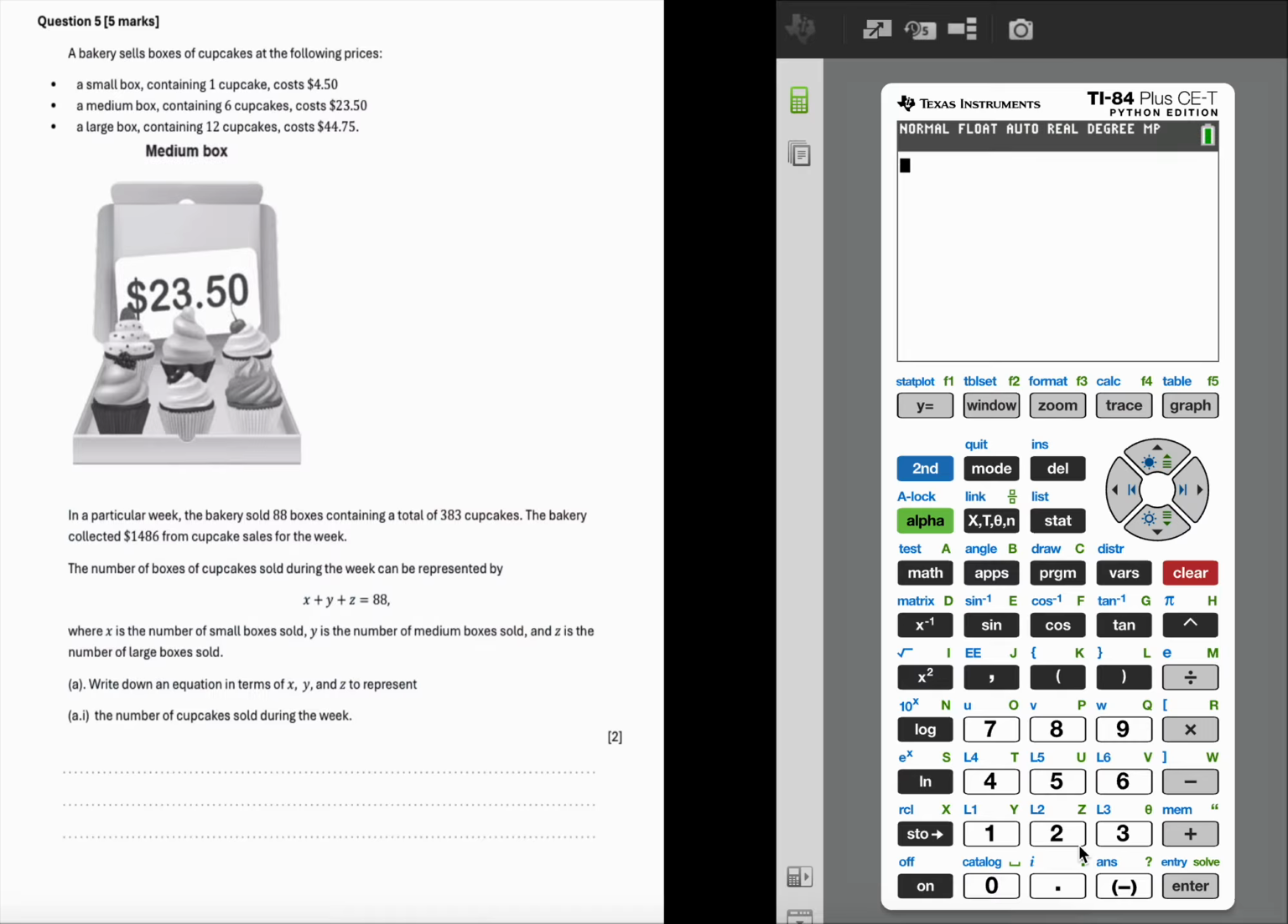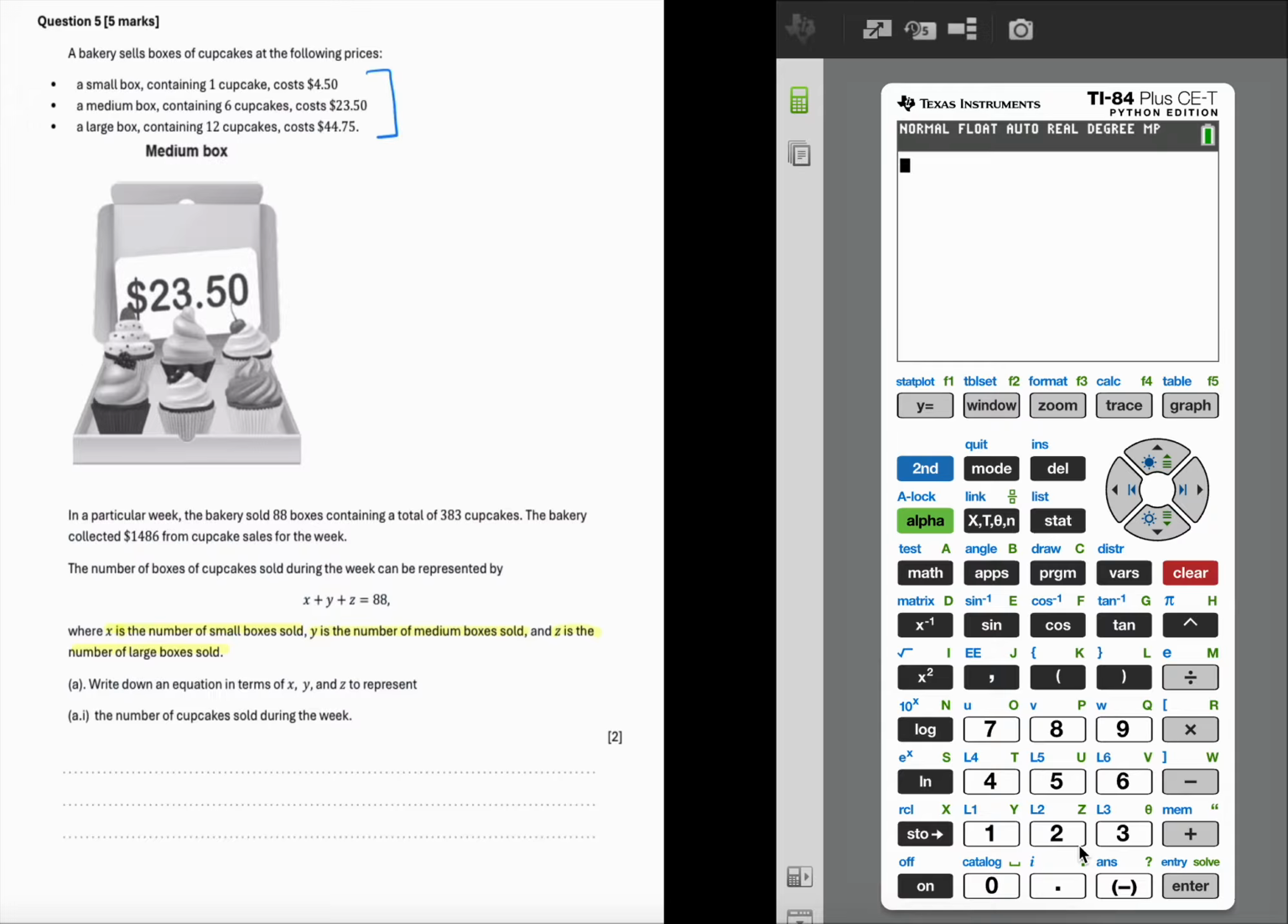You're told that the value of X is the number of small boxes that were sold, the value of Y is the medium, and the value of Z is the large boxes. So now we're writing down an equation in terms of X, Y, and Z to represent the number of cupcakes sold during the week. So we're told here that the small box contains 1 cupcake.